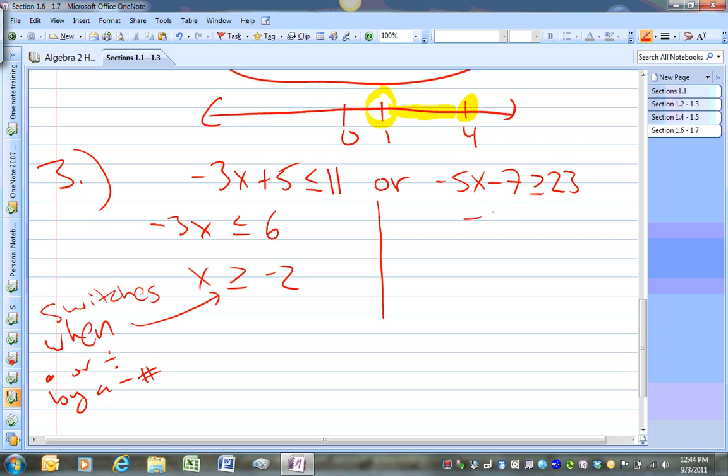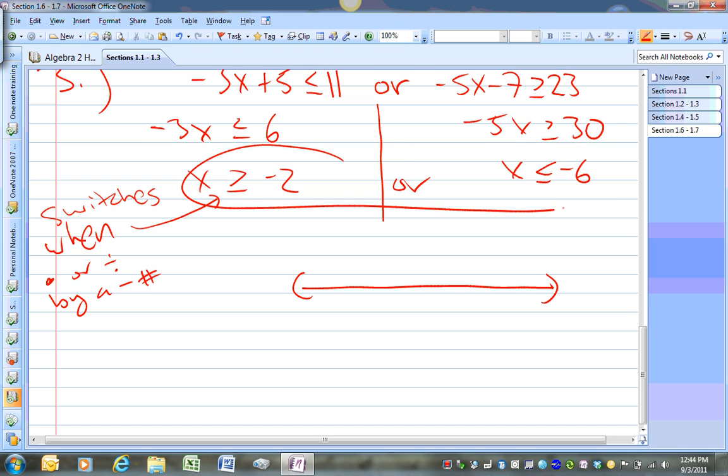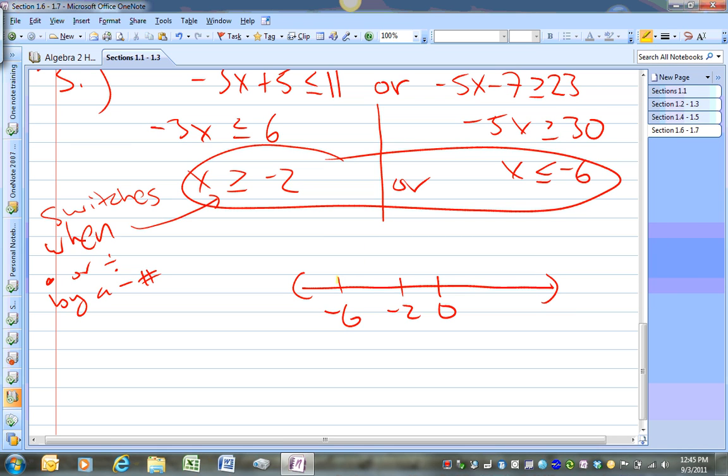For the other one, negative 5x greater than or equal to 30. X is less than or equal to negative 6. So now we graph on a number line. And by the way, we say our answer is that or that. Because no way it could be greater than negative 2 and less than negative 6 at the same time. So it's one or the other. So you got 0, negative 2, negative 6. Both are going to be filled in circles because they both equal negative 2 and negative 6.